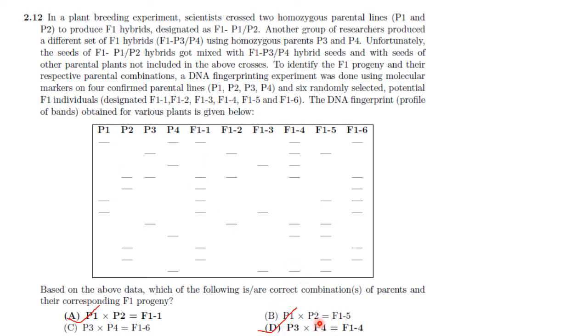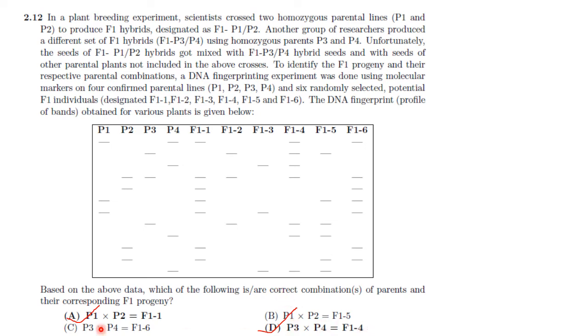Now we'll take B, P1, P2, F15. Now P1 and P2 and F15 is this. This first band present in parent 1 is not present in F15. Then F15 has got a new band over here which is not present in both the parents. Then these two bands present in P2 are not found in F15. Then there is some band which is similar to this band in P1, but this band is not present. Similarly here also, these are all new bands which are not present in P1 and P2. So F15 will not be the offspring of P1 and P2. So answer B will be wrong.